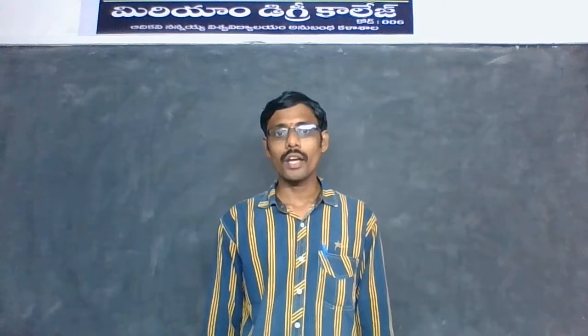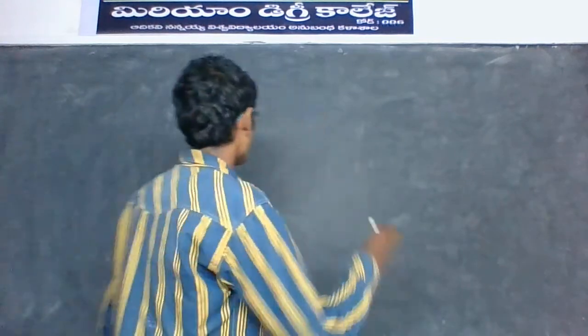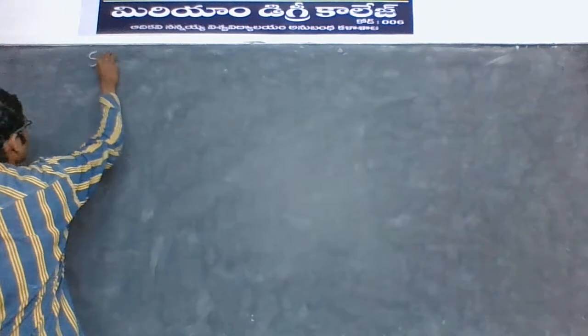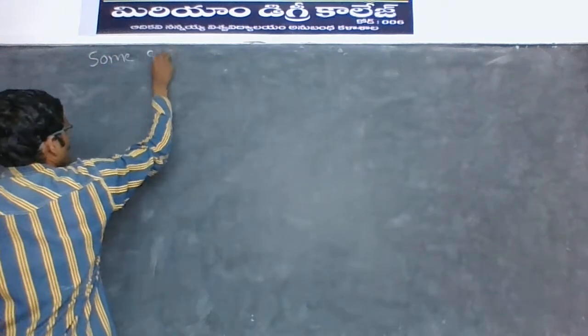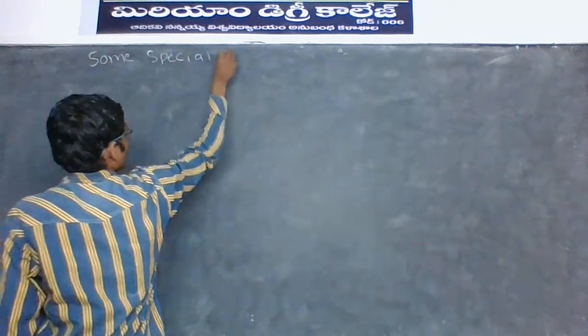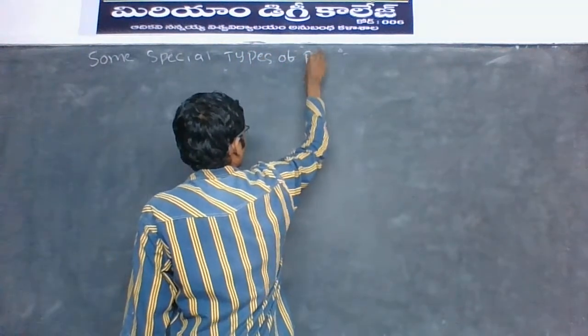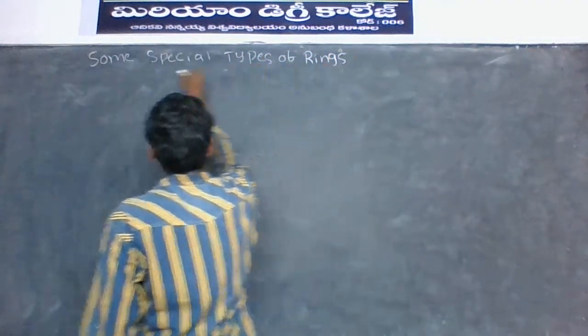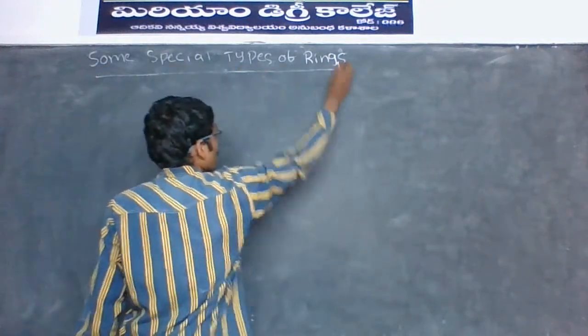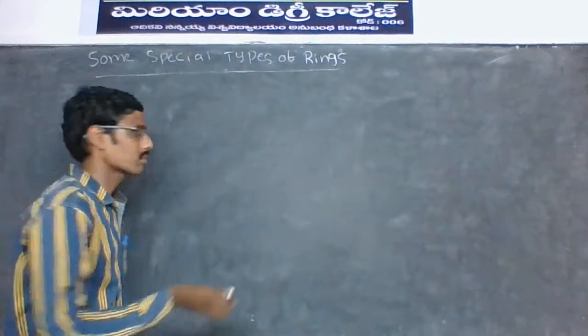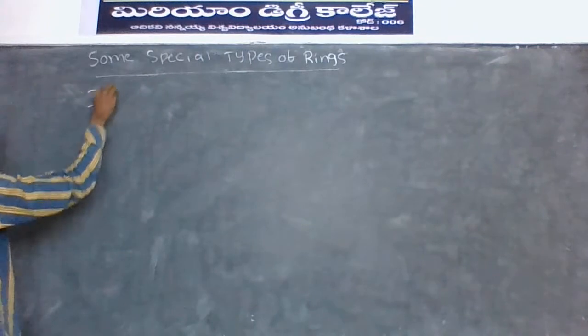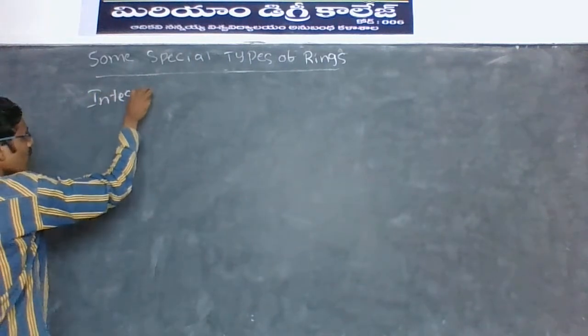In this session, I would like to explain some special types of rings. Those are integral domain, division ring, field. First one, integral domain.